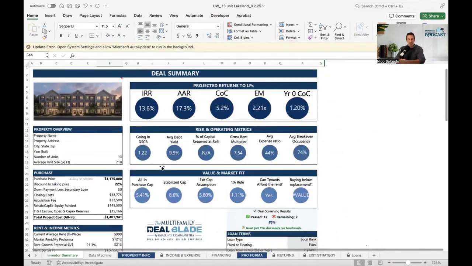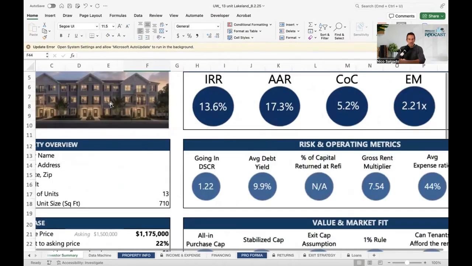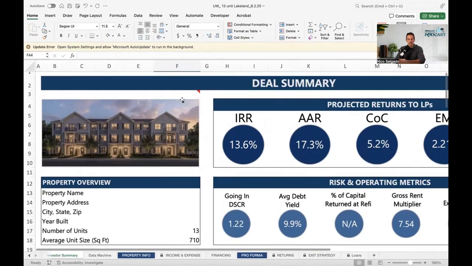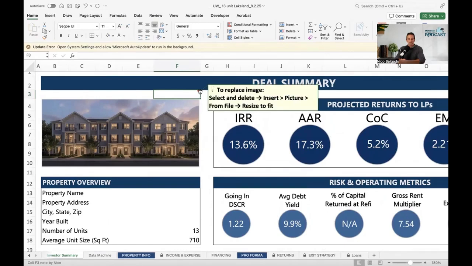You present this to your investors. Oh, there's a picture right here on the top left. This should be the image of the property. There's a little note here that's going to tell you what to do. To replace the image, select and delete it, insert picture from file, and resize it to fit.